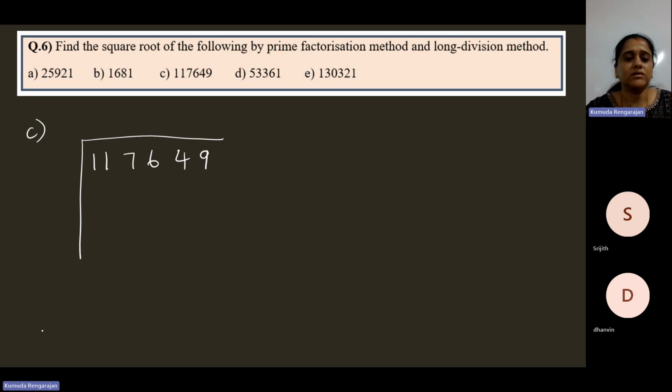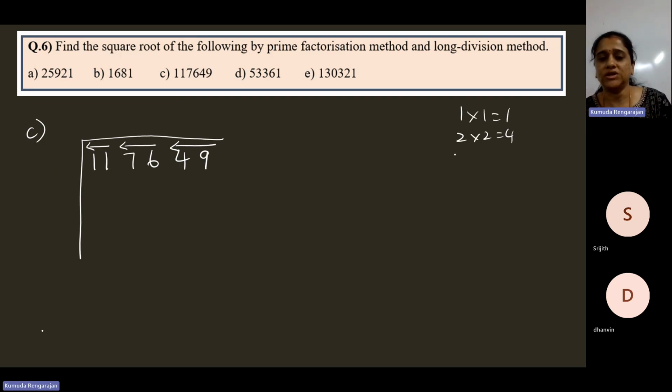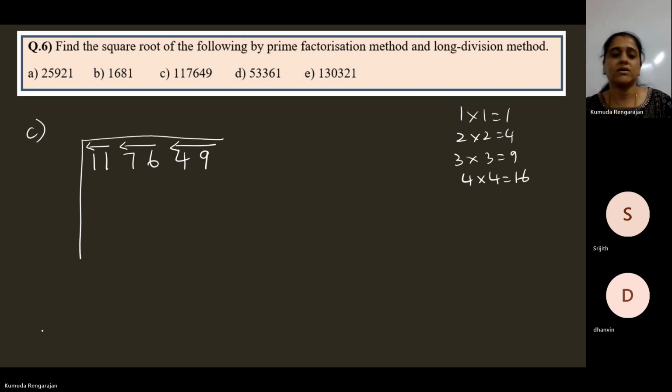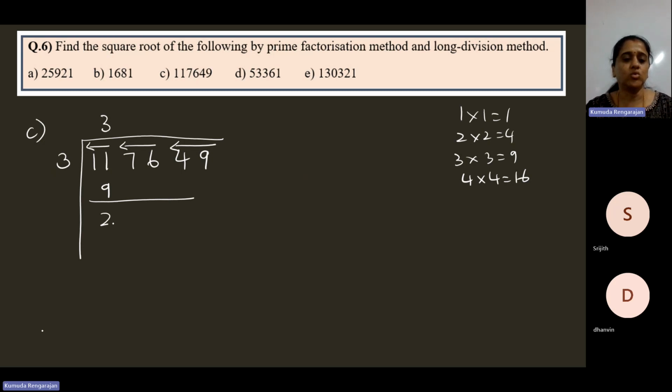Okay, let's group it: 4 9 7 6 1 1. Group it from behind, in pairs, in twos, backwards. So 49, 76, and 11. 1 into 1, 1. 2 into 2, 4. 3 into 3, 9. 4 into 4, 16. So this is 11. So 3 into 3, 9. Subtract. Bring the next pair down.